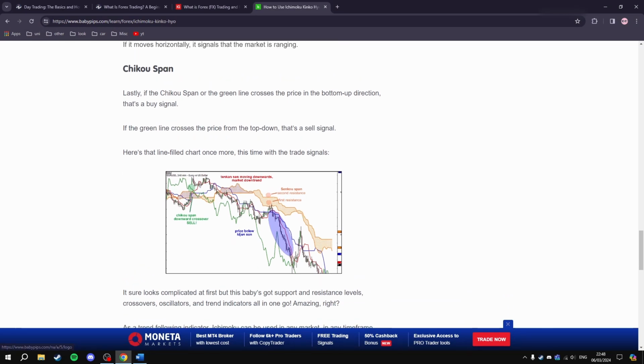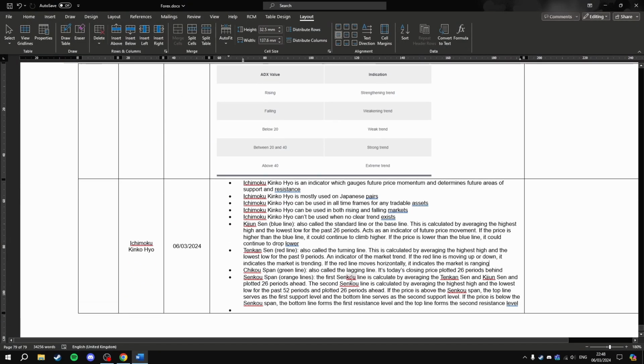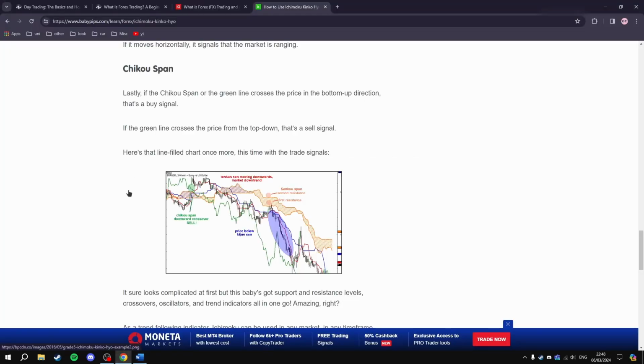The Chikou span, so the orange lines. Oh no, the green line. Lastly, if the Chikou span, the green line, crosses the price in the bottom up direction, so going like that, that's the buy signal.